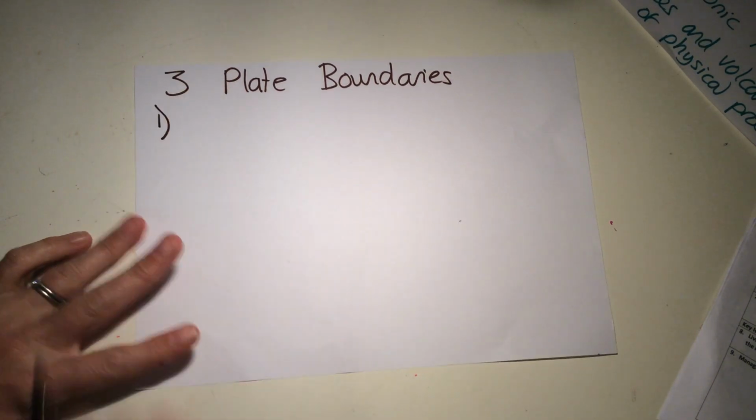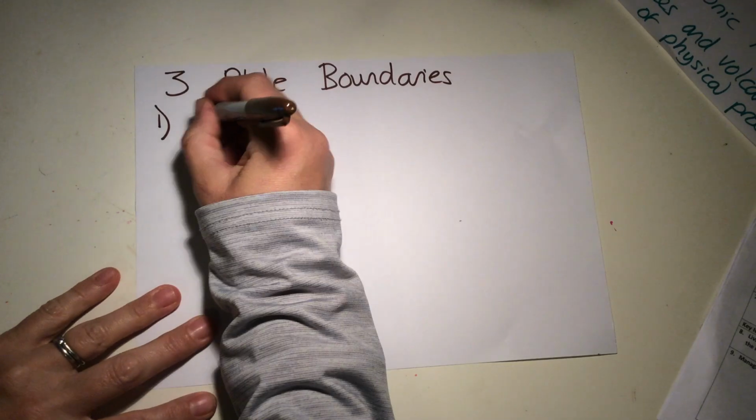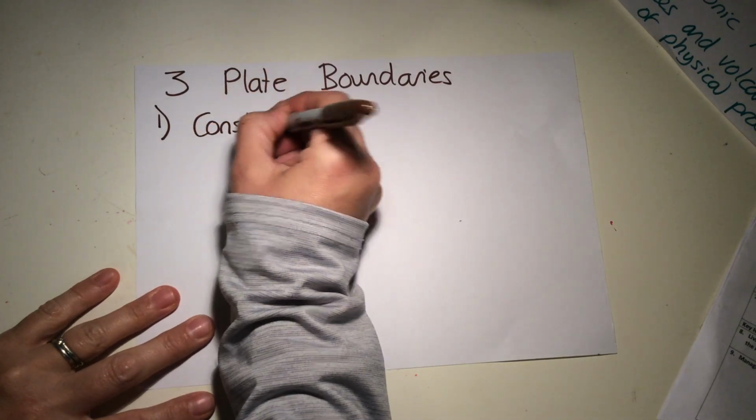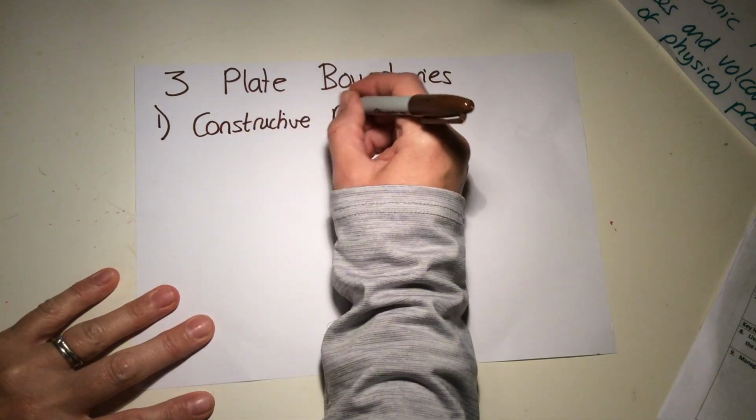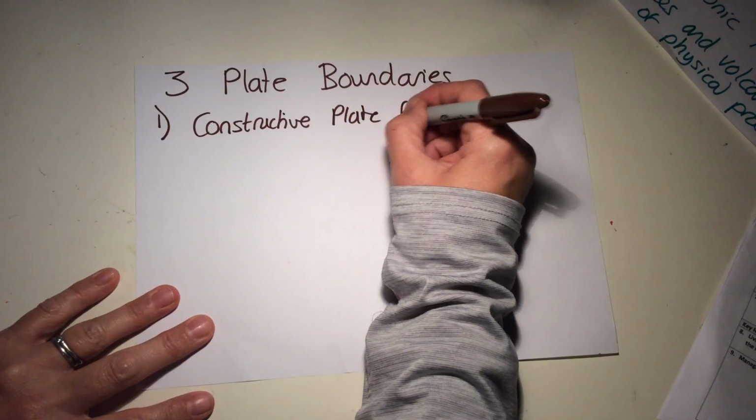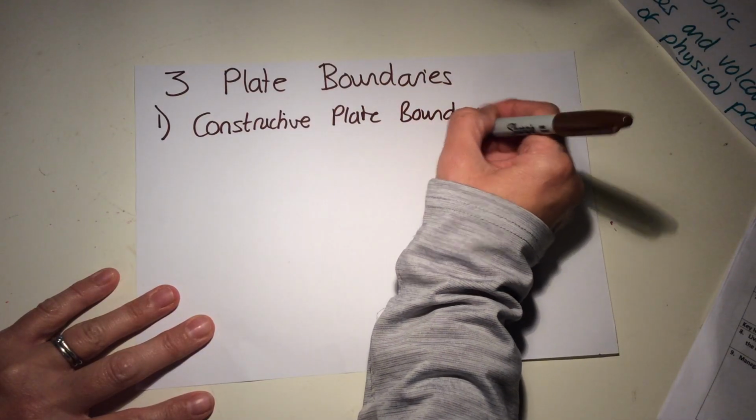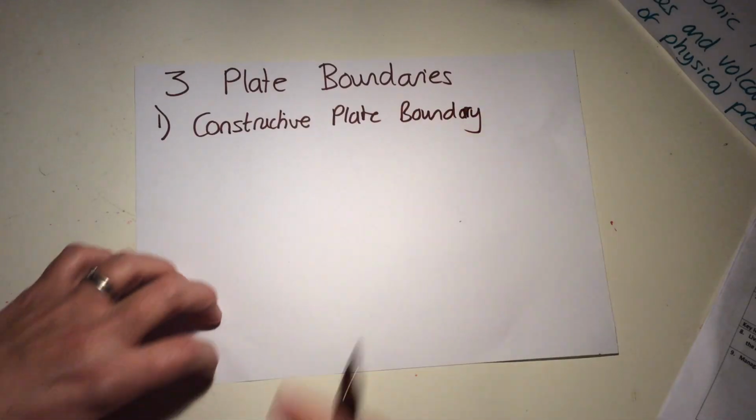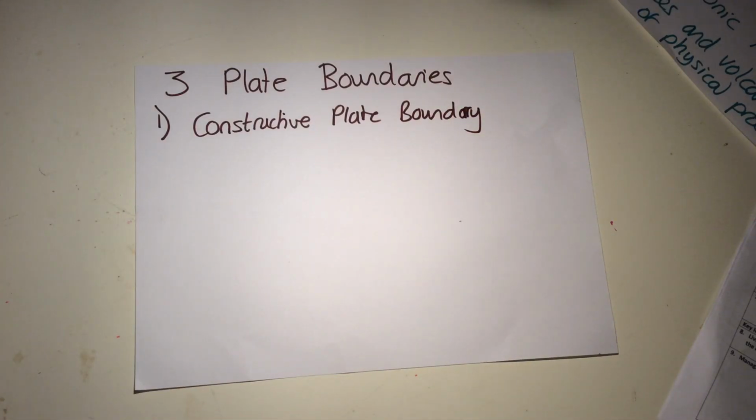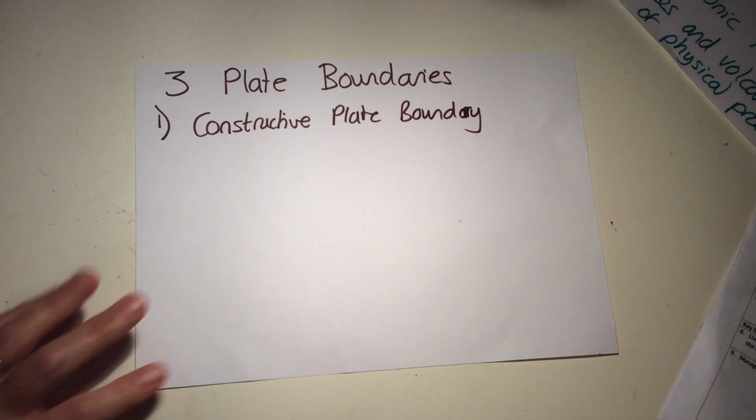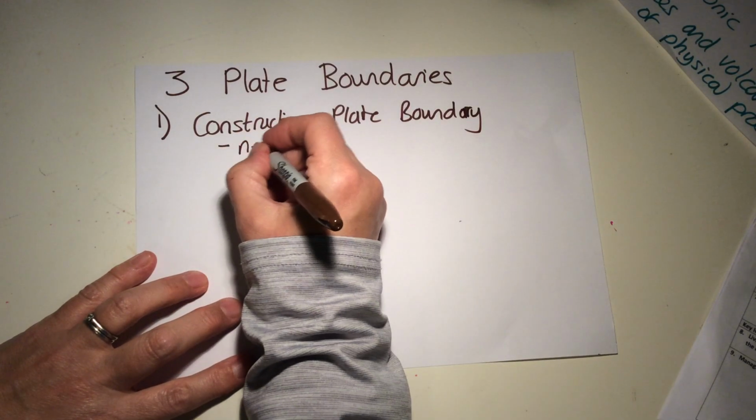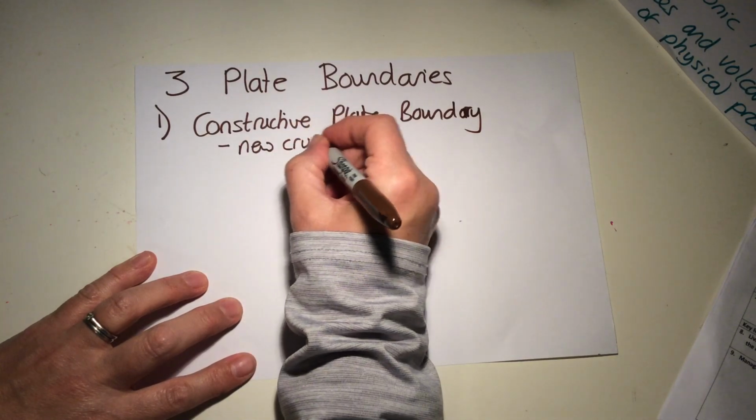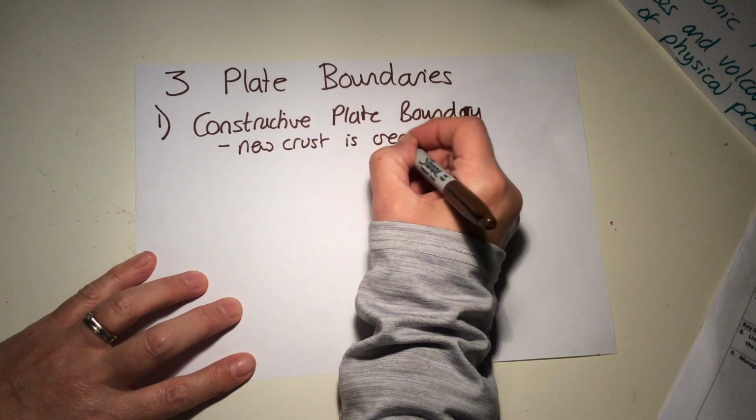So number 1 is the constructive plate boundary. If you think about it, the word constructive sounds as if something's being built. It's construction sites. This is the plate boundary where new crust is being created. New crust is created here.